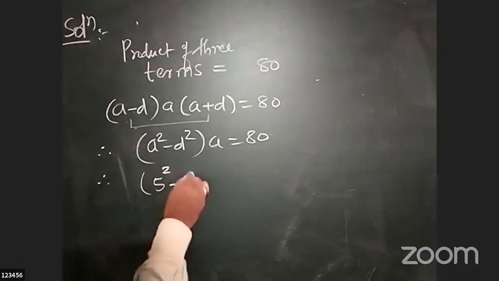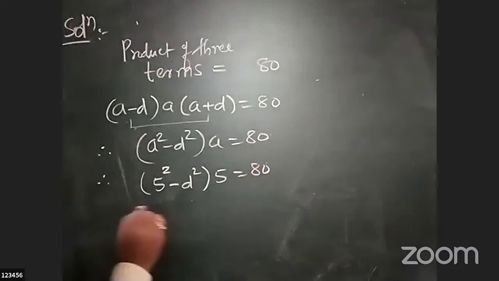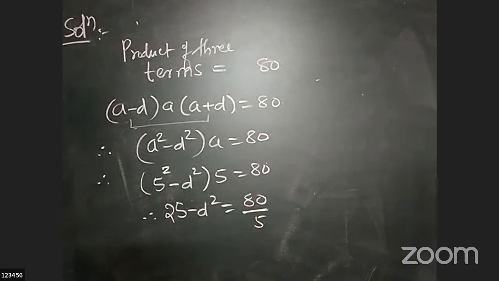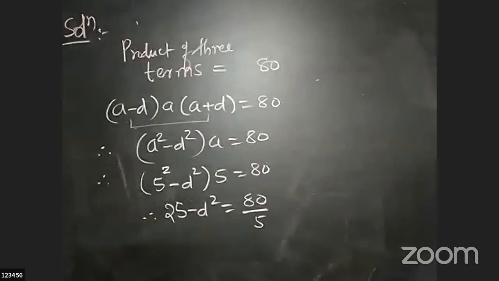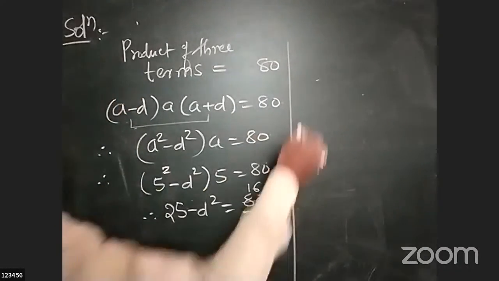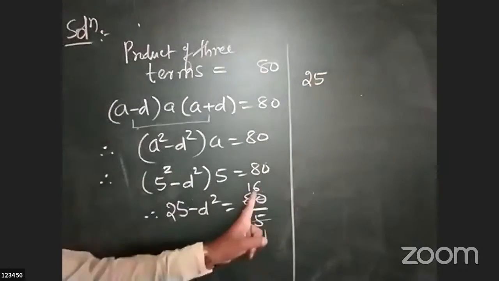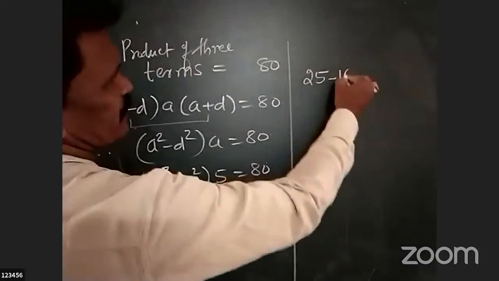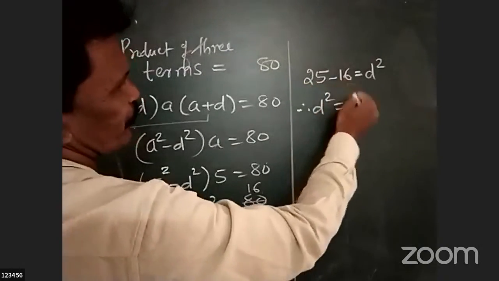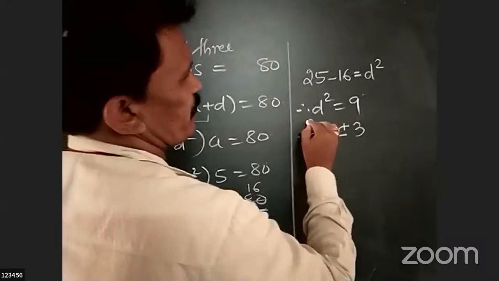5 square minus D square into 5 is equal to 80. 5 square is 25 minus D square is equal to 80 by 5. Multiply factor in LHS to RHS, it becomes a denominator. 5 ones are 5, 5 sixteens are 80. So we'll get 25 minus D square is equal to 16. Bring this 16 to LHS: 25 minus 16 is equal to D square. Therefore, D square is equal to 25 minus 16, which is 9. D is equal to plus or minus 3, we have to consider.